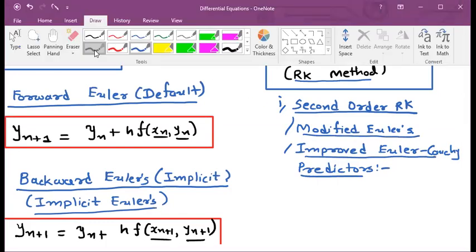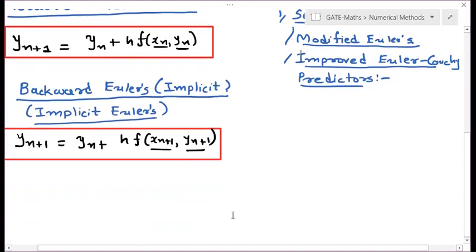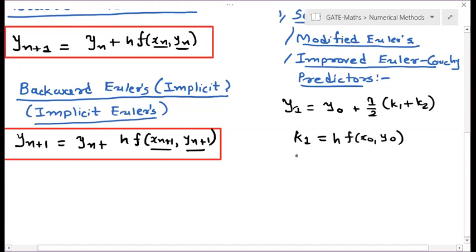Now here you need to remember a set of formulae. For second order RK, your y1 should be y0 plus 1/2 (k1 plus k2). Here I am not giving it in terms of yn plus 1 and yn, because these are lengthy formulae, and they will ask you only one iteration. So k1 is equal to h times f of x0, y0, and k2 is equal to h times f of x0 plus h and y0 plus k1. This is important over here.